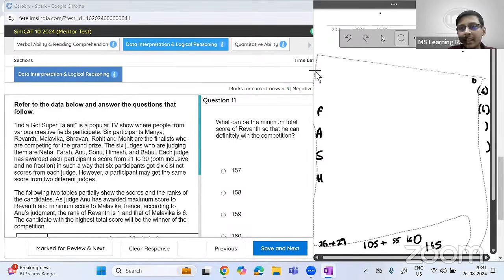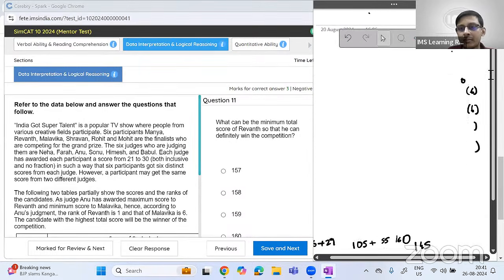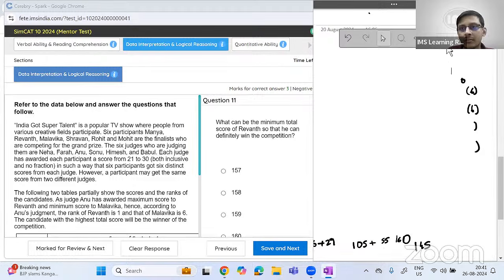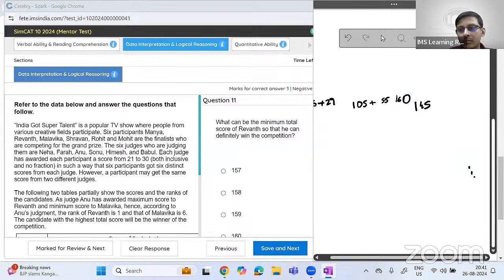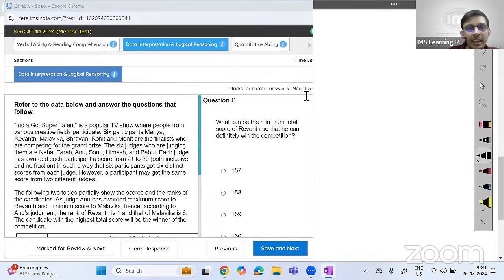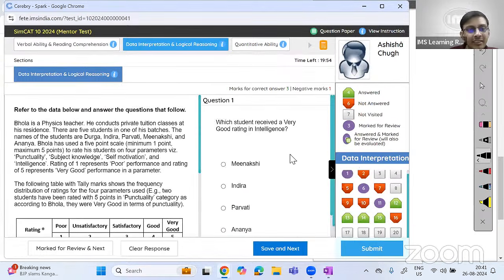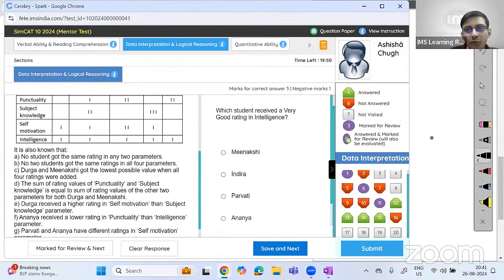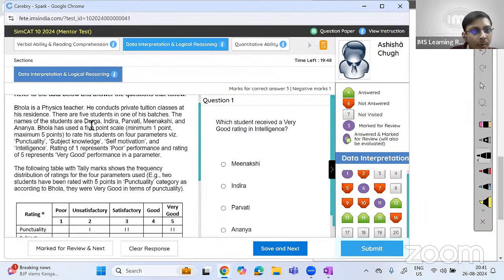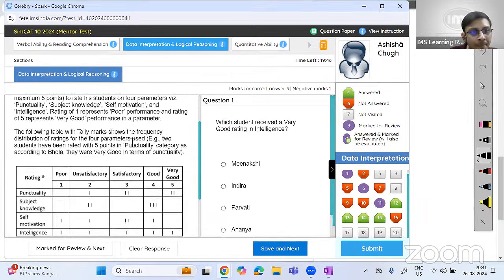Let me just erase this part. Okay, good enough. Now, next one. I think this one was fine. I think I'll just be able to manage one more set in this live format. So I'll look at this one.